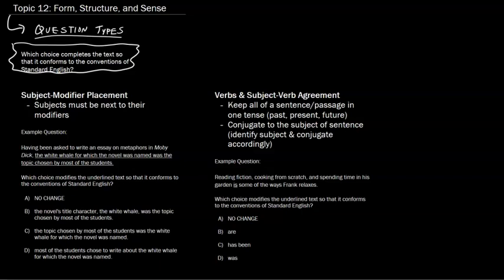Alright, we are rounding off our study of topic 12, form, structure, and sense. This is just the basics of SAT grammar. This is the final topic that we're going to go over here. So let's start it off with some subject modifier placement.